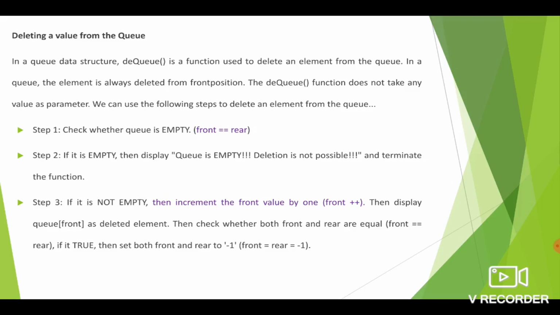If the queue is not empty, then you can perform the deletion function. To delete the element, you have to increment the front value by 1. Then you can display the deleted element by using the statement queue of front.